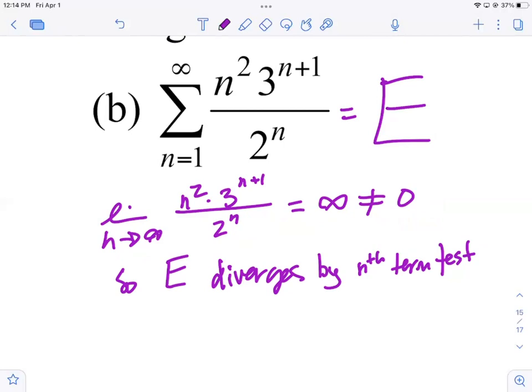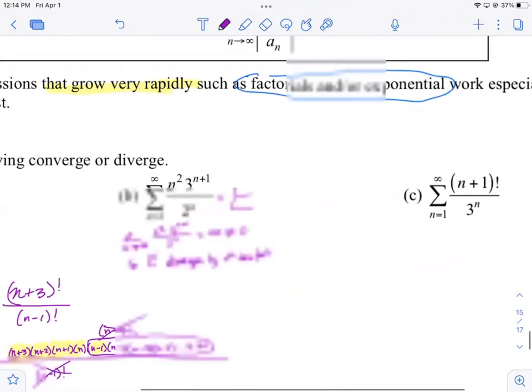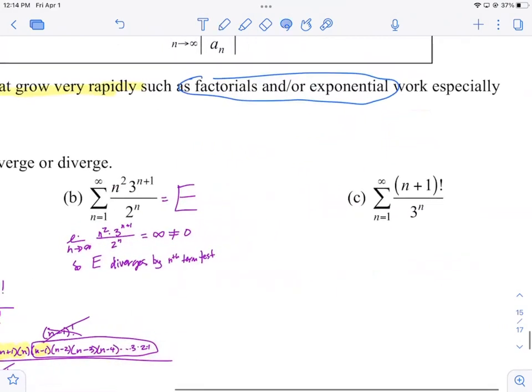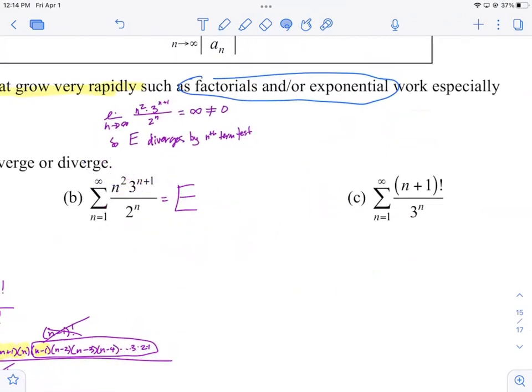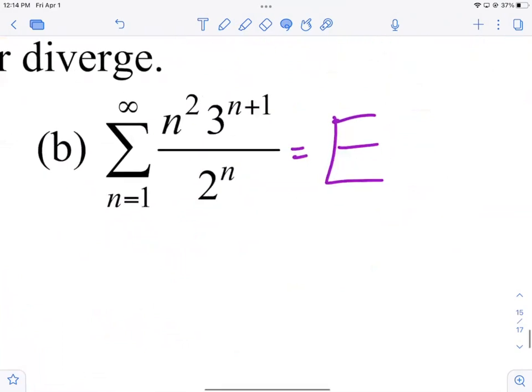Now, what if you forget to do the nth term test? And you're like, oh, it's not a one-off, so I can't compare it to anything. It has exponentials in it with some other garbage. Maybe I'll try the ratio test. It is a two-way test after all. Can we use the ratio test here? Let's try it. If we do, we should get the same result, right? Right, good. So let's try the ratio test.